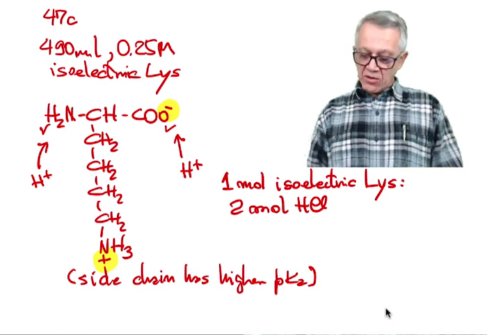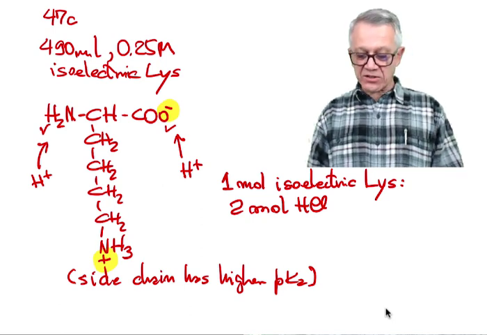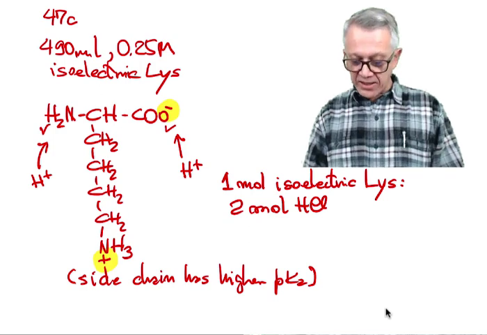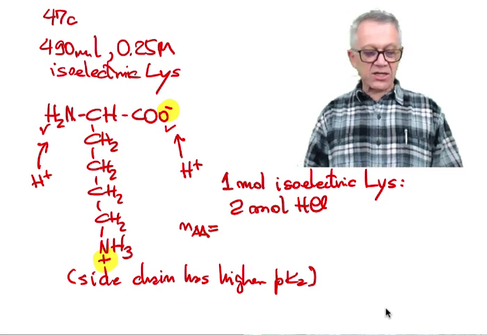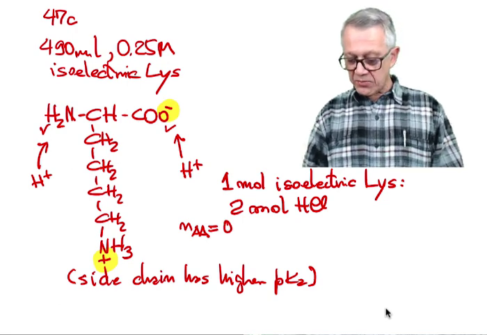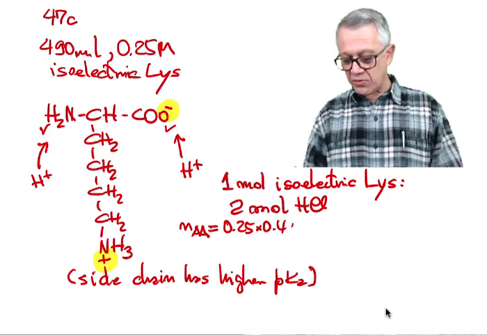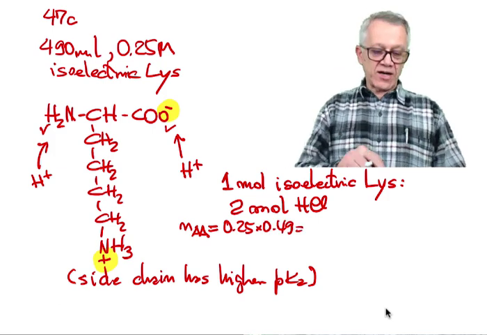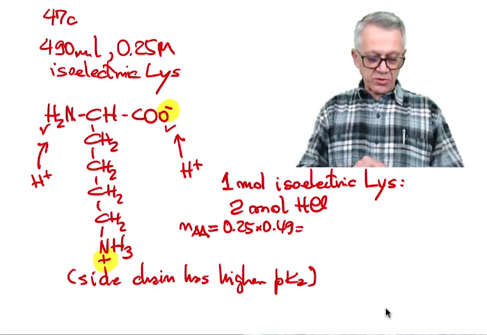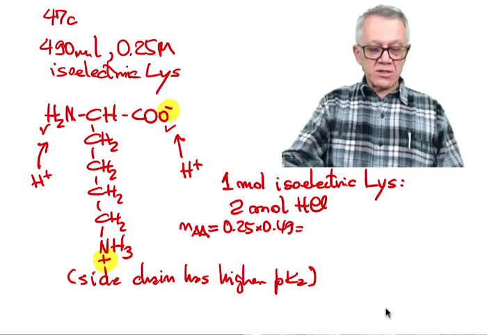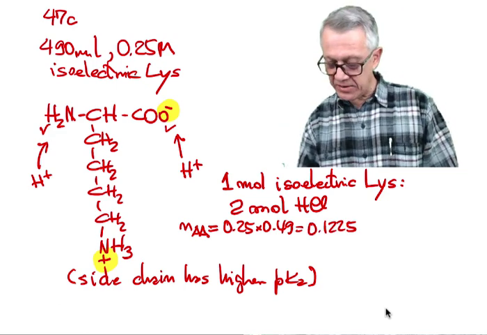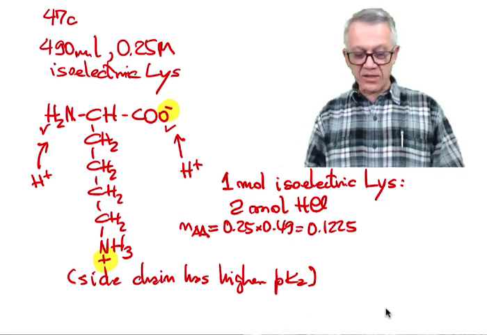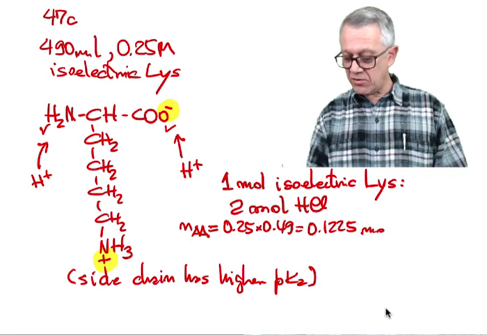So now we calculated the number of moles of the amino acid that we have. So let's calculate the number of moles to make sure that we are on the same page. The amino acid lysine here, the isoelectric, we had 0.25 molarity, and the volume is 0.49. 0.25 times 0.49 gives us 0.1225. That's the number of moles of lysine.